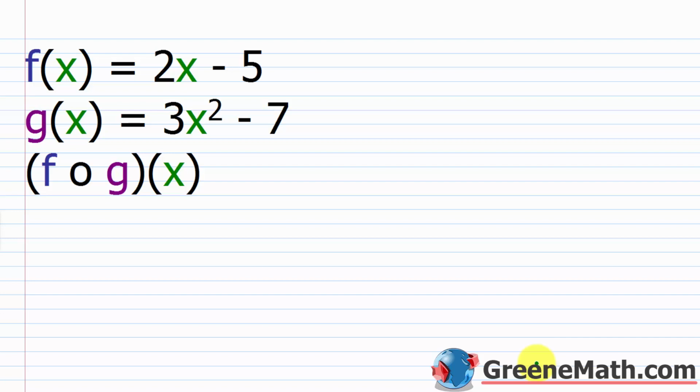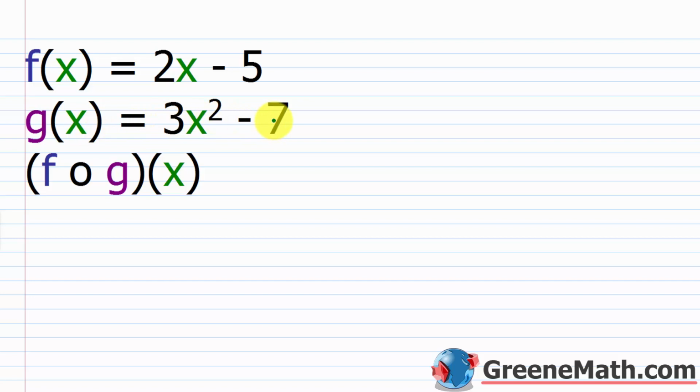Now related to this topic, we're also going to talk about domain. And we're also going to talk about decomposing functions, which is essentially kind of going in reverse. But we'll get to that at the end of the lesson. So let's just start out by talking about this simple example here, and then we'll get into some stuff that's more complicated. So we have f of x equals 2x minus 5. We have g of x equals 3x squared minus 7.